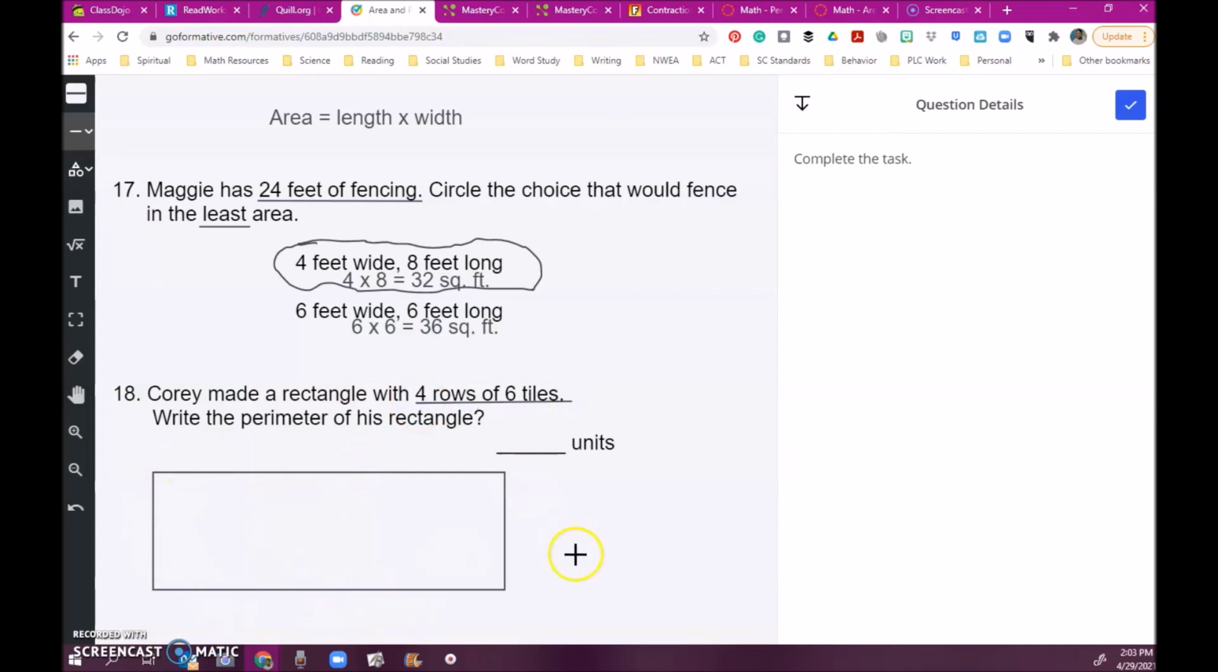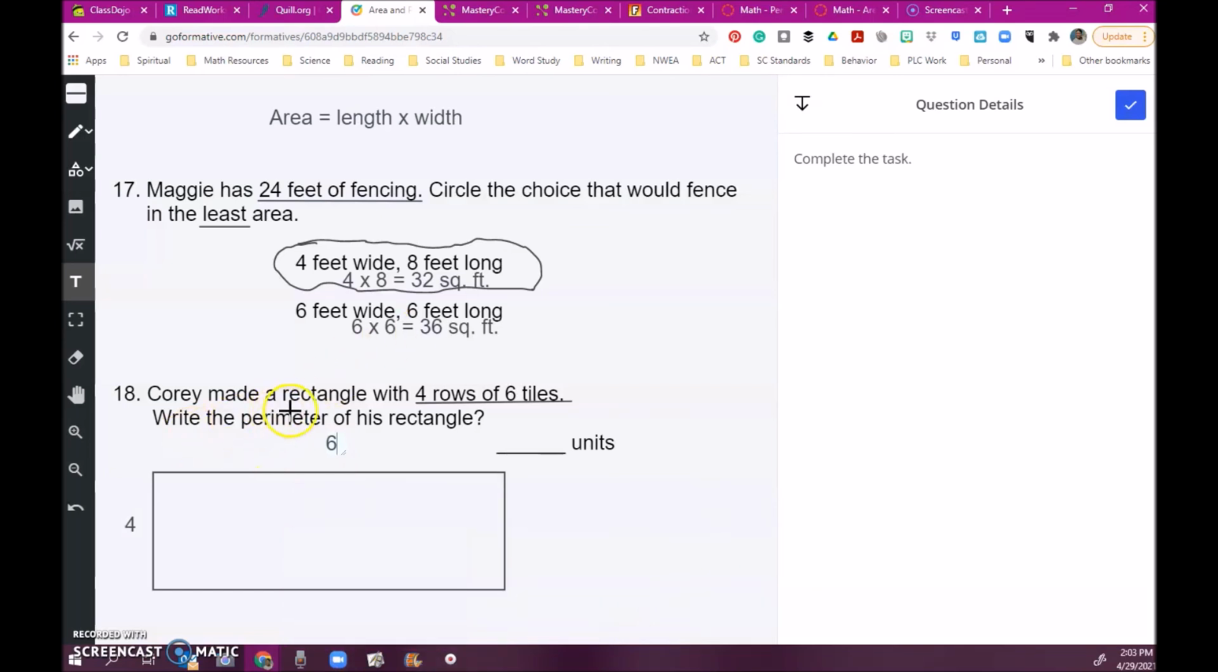Now I could sit here and draw the 4 rows of 6, but I am at the point where we can just label, right? So he has 4 rows. That would be here, right? 4 rows would go here. And 6 tiles in each row, 6 would go here.